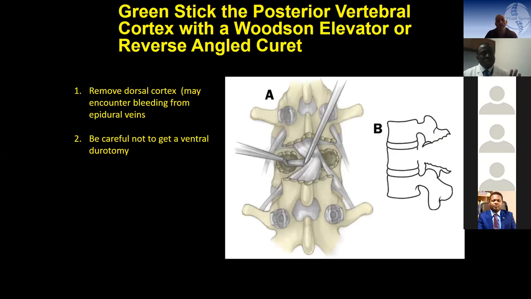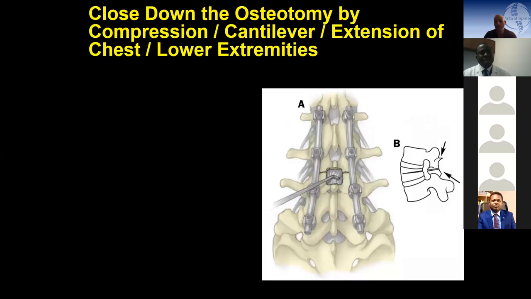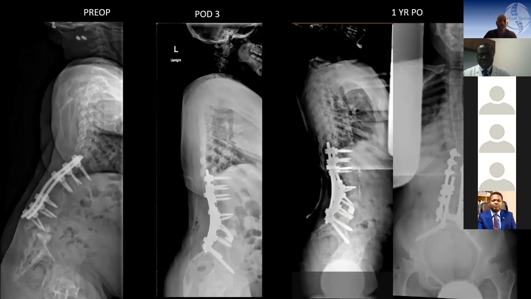And then finally, you have to remove the dorsal cortex. You may encounter some epidural bleeding at this stage, so prepare for that. And don't get a ventral durotomy. If you get it, you can still deal with it, but it's just very, very annoying, because keep in mind, at this stage, this is towards the latter part of the day, you're tired. This is not the time where you want to have a ventral durotomy and then have to find a way to fix it. So just be careful at this stage where you're removing that posterior cortex. Then you close the osteotomy. This is what the X-ray looks like now. And so far, knocking on wood, we haven't had any issues with her.